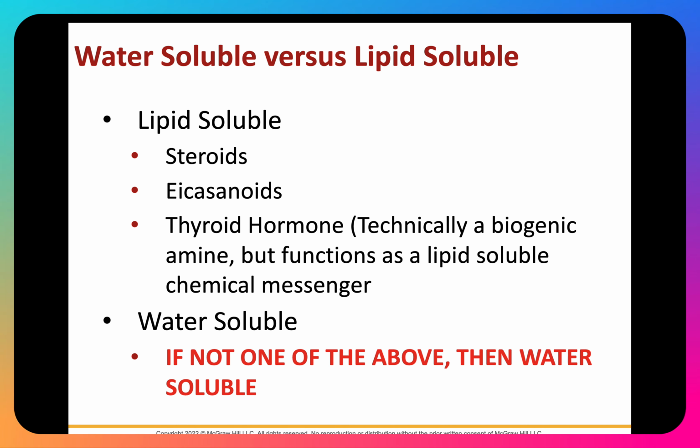Now, if you are not one of those three, so if you're not a steroid, if you're not an eicosanoid, and you're not a thyroid hormone, then you are going to be water-soluble. It's that simple. We only have three we consider to be lipid-soluble, and if you're not one of those three, you will be water-soluble.